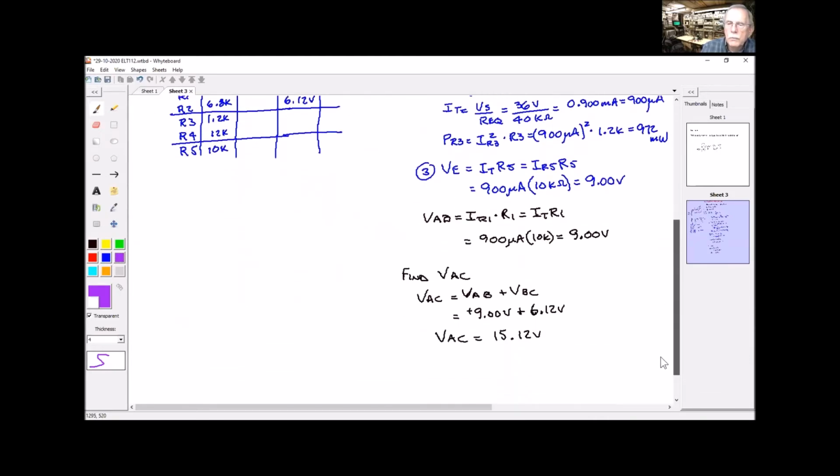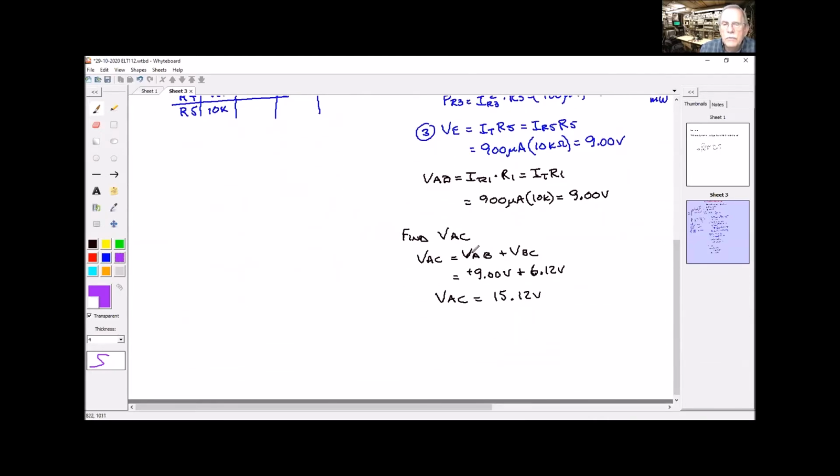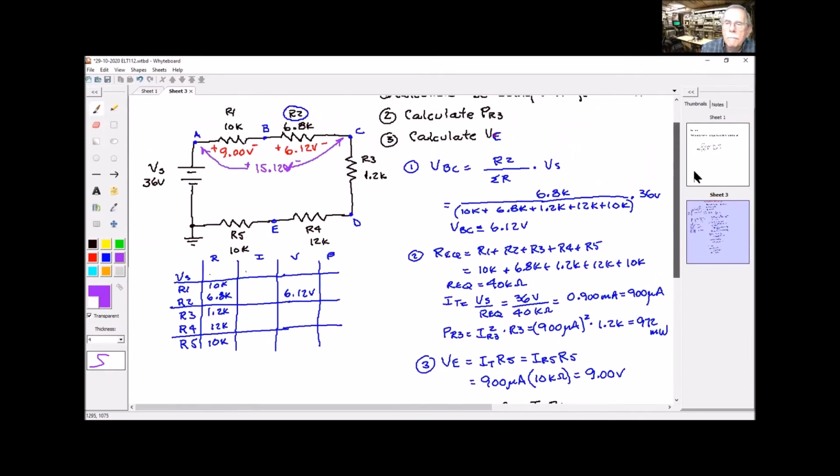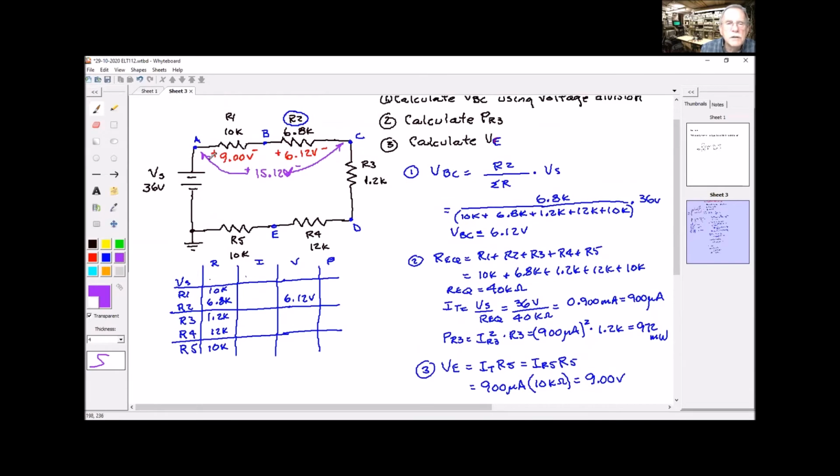So we said that VAB was positive because when we looked at the 9 volts, the plus was at the A end, right? And we said the plus was at the B end, so that's why this was plus 6.1 volts. Because this is positive, when we calculate it, that positive gets tied to the A end. So that means that when I go up here, the positive is going to be tied to the A end, and the negative would be at the C end. That clear it up a little?